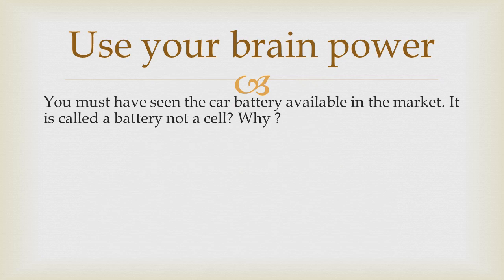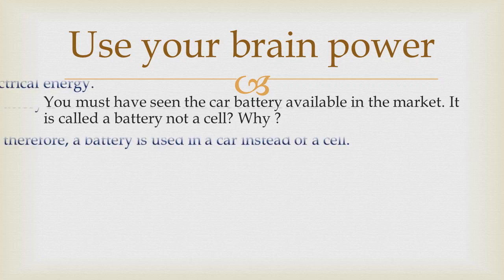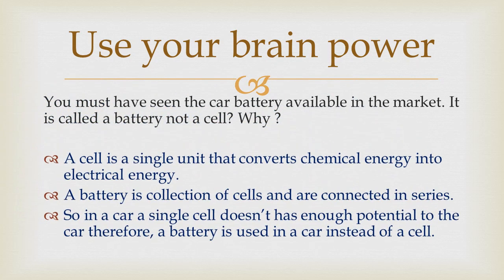Use your brain power. You must have seen the car battery available in the market. It is called a battery, not a cell. Why is it so? Students, a cell is a single unit that converts chemical energy into electrical energy. So a battery is a collection of cells connected in series. In a car, a single cell doesn't have enough potential, therefore a battery is used instead of a cell to produce more potential difference or more amount of electricity or current.